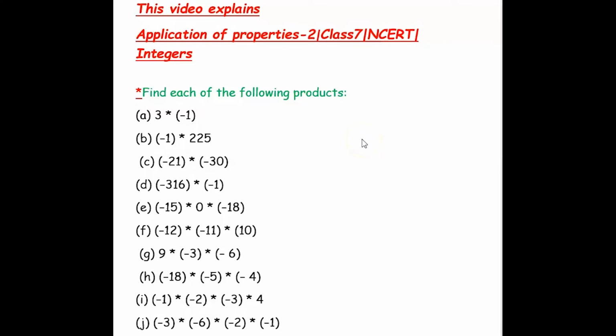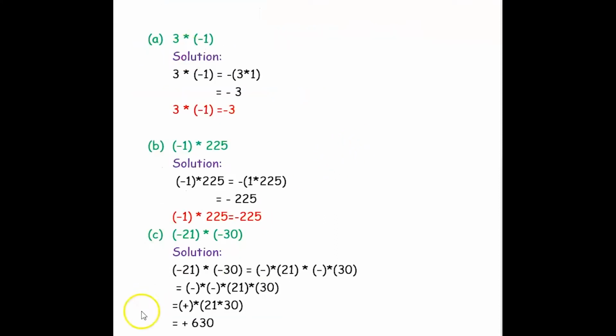In this video, we are going to see a few examples on application of different properties of integers. The first question is 3 into negative 1. So, 3 into negative 1 can be written as negative 3 into 1. So, we can take the negative sign out and multiply 3 into 1. 3 into 1 is 3 and we write the negative sign. So, it is negative 3. So, 3 into negative 1 is negative 3.